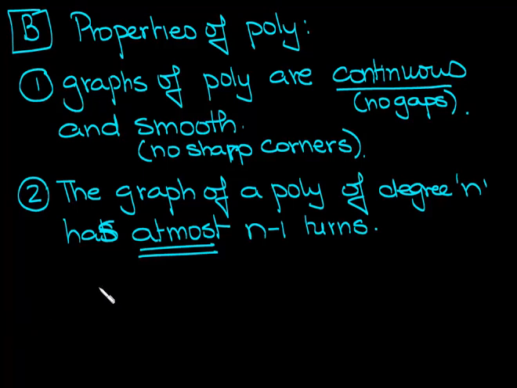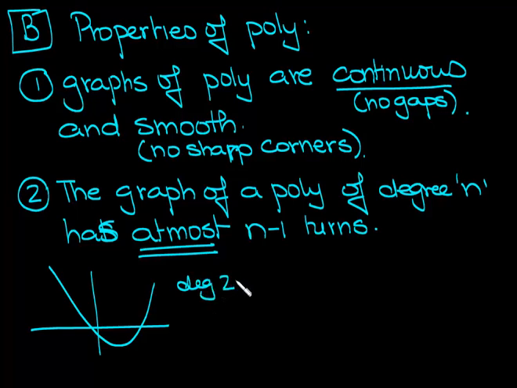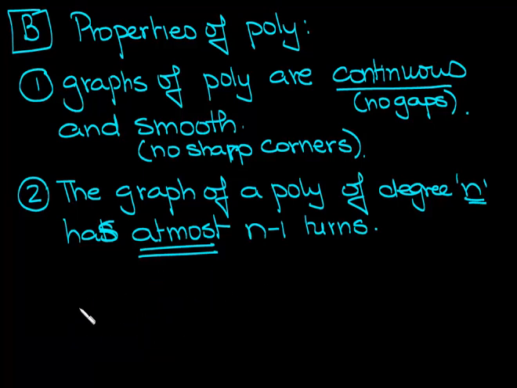So for example, earlier we talked about a parabola. A parabola looks like this, and the degree of a parabola is always what? 2. So how many turns can a parabola graph have? 2 minus 1, because if the degree is 2, it's n minus 1, so 2 minus 1 is 1. It has 1 turn. You can see it turn once. Okay, so that's what it says.